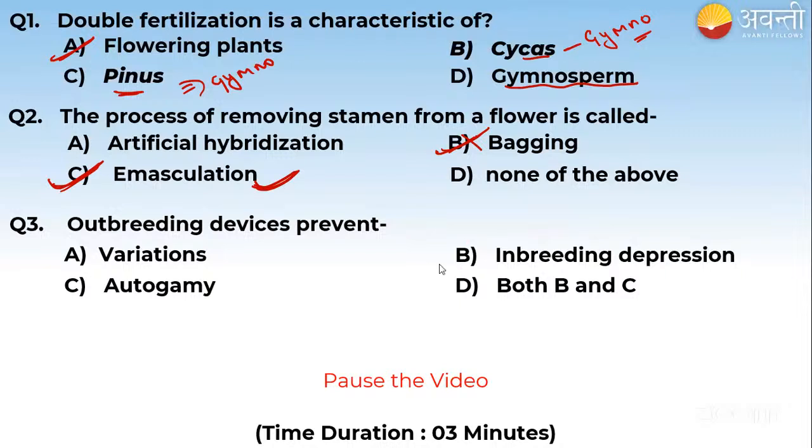If the plants are undergoing self-pollination only, and it goes on increasing, what is going to happen? Inbreeding depression, right? There will be no variation. Inbreeding depression is going to happen in self-pollination. So that is also correct. And autogamy is nothing but self-pollination only. So that's why B and C is the correct answer. So D is the correct answer, both B and C.